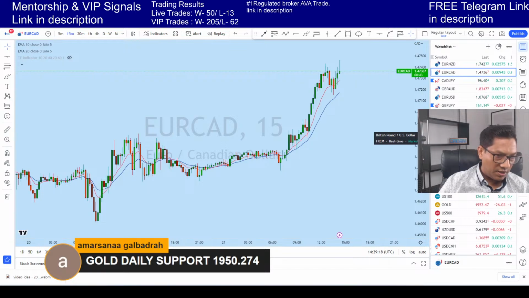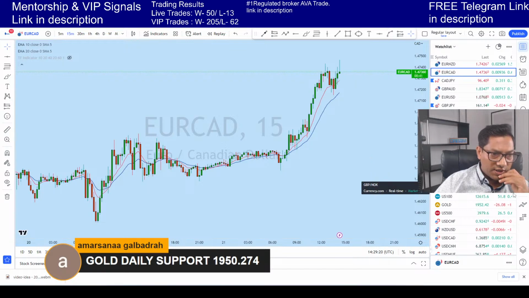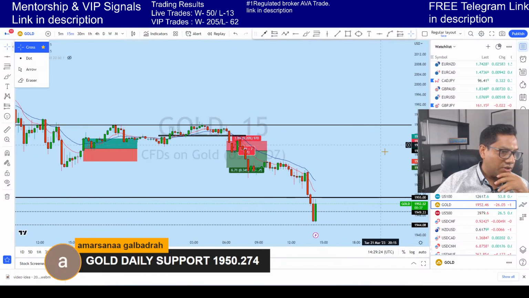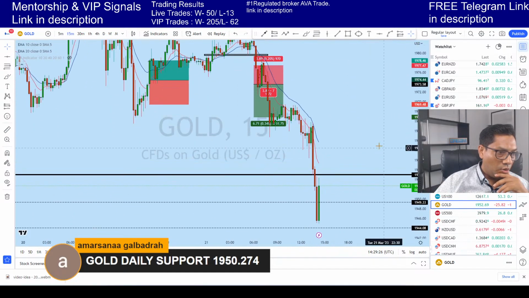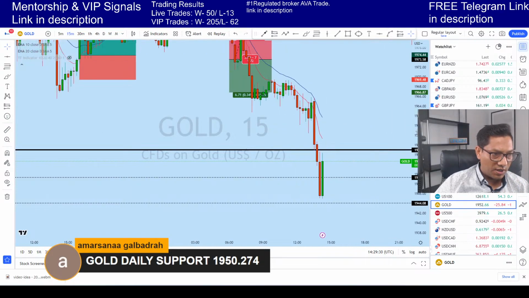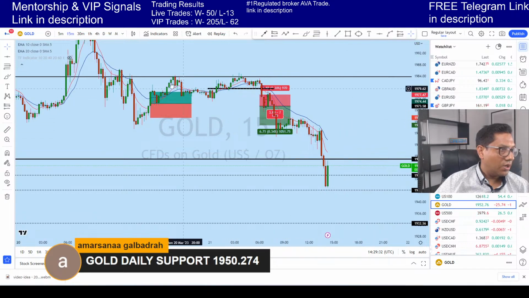So let's see what's happening with gold. What I think is that it might be reversing, and I will be looking to have a bullish trade if we see this market reversing to the upside.